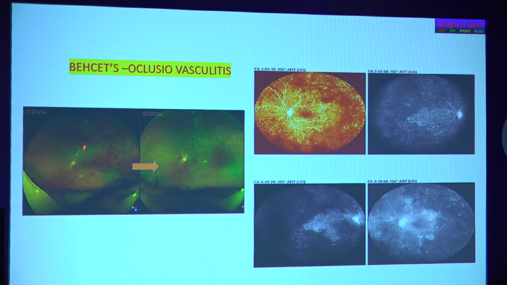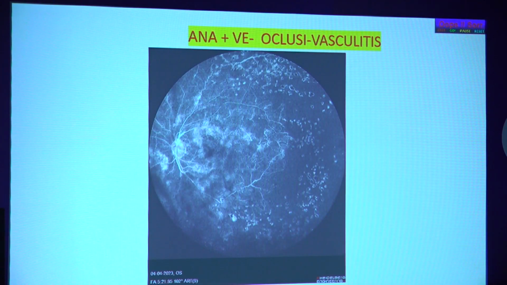When the patient presented to us like this, we managed with systemic therapy, but he was not tolerating it. Again, further progress when we did the angiography. You can see the extensive areas, and this is almost a 32-year-old boy. So this was Behçet's, and now we have started the treatment for Behçet's.